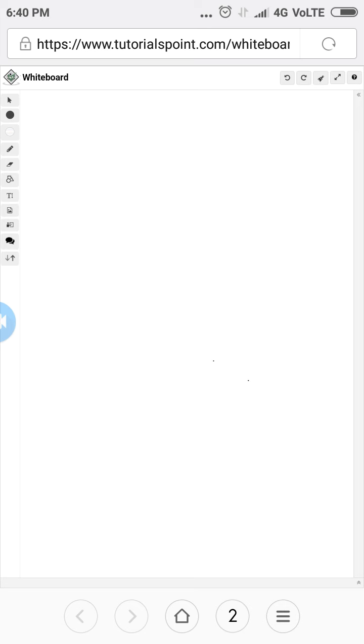Next, elevation in boiling point. When a pure solvent is mixed with solute, then its boiling point increases. This increase in boiling point is known as elevation in boiling point. Repeat again: when a solvent is mixed with solute, then its boiling point increases. This increase in boiling point is known as elevation in boiling point.